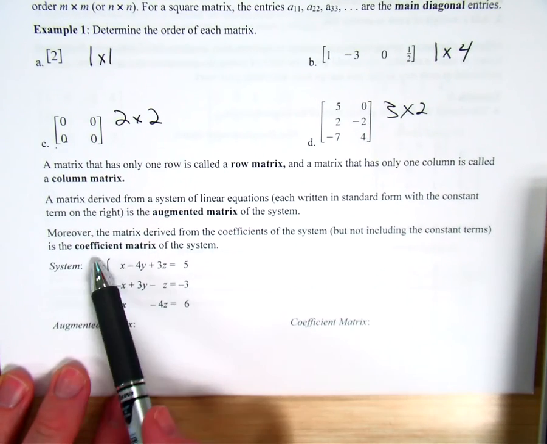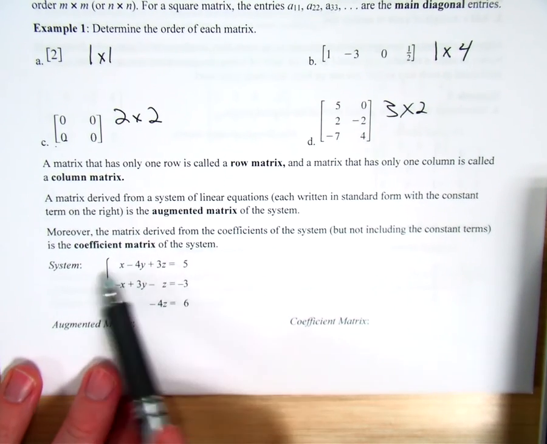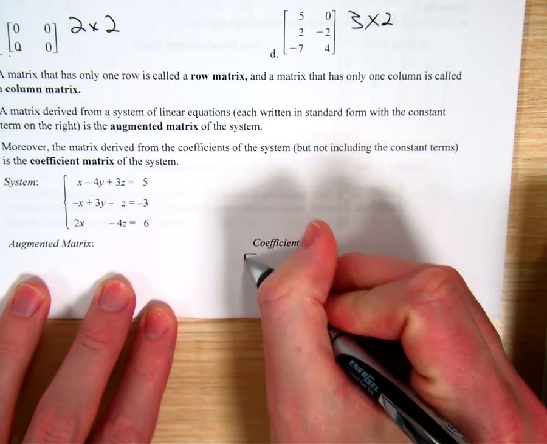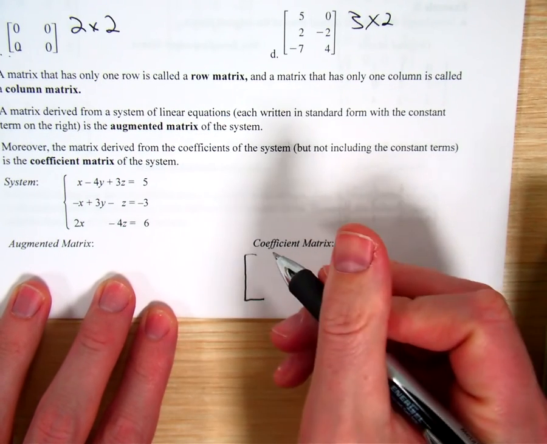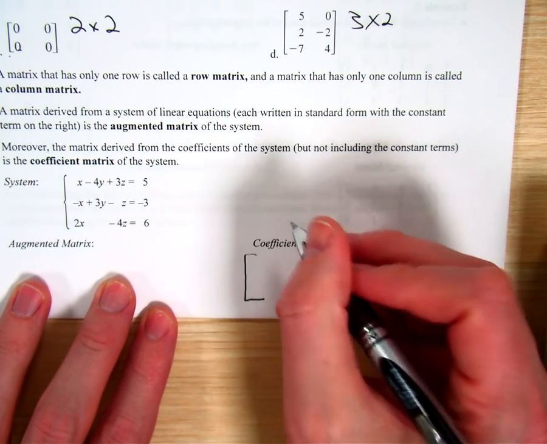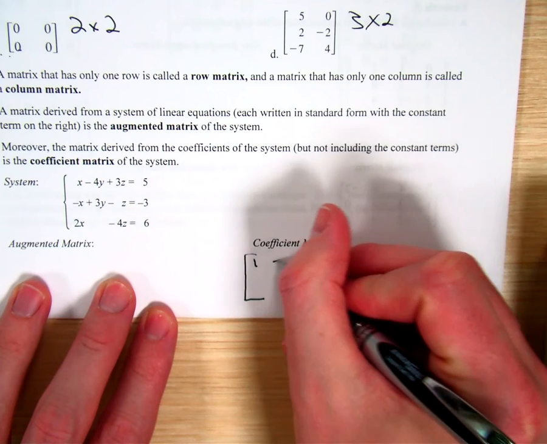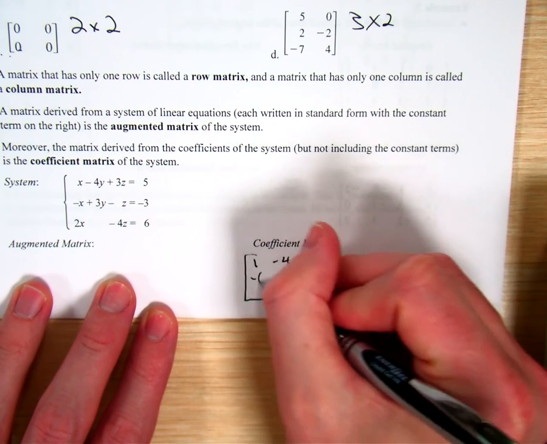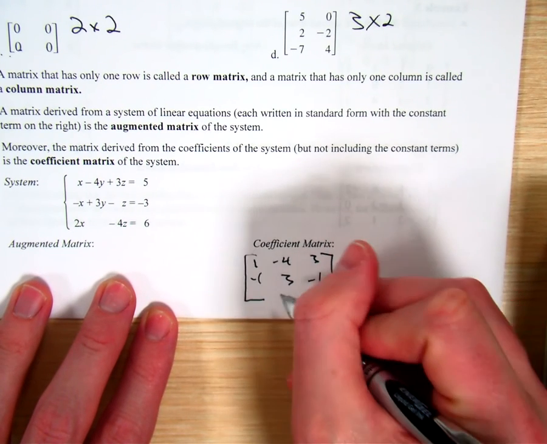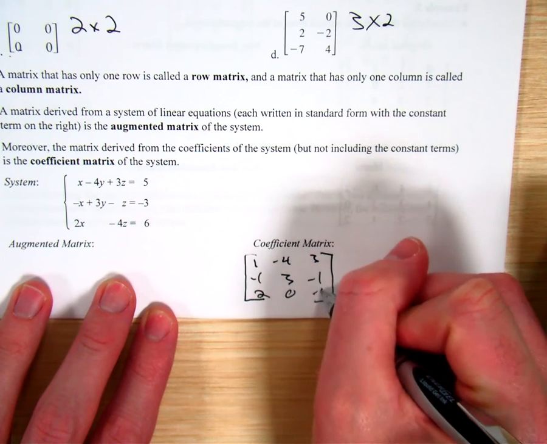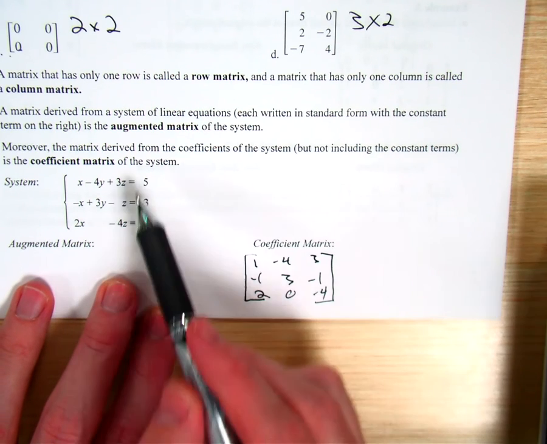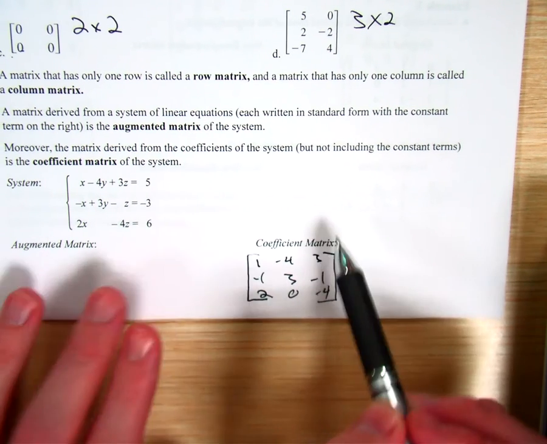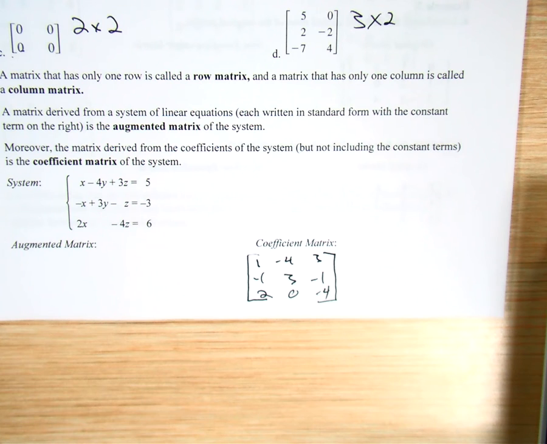Previously, we've only used the coefficient matrix, just the x's, y's, and z's. So if this is our system, previously in Algebra 2, you would have used just the coefficient matrix: 1, negative 4, 3, negative 1, 3, negative 1, 2, 0, negative 4. Maybe you had a separate one for the answers over here, but for the most part, it was just basically the coefficient matrix.